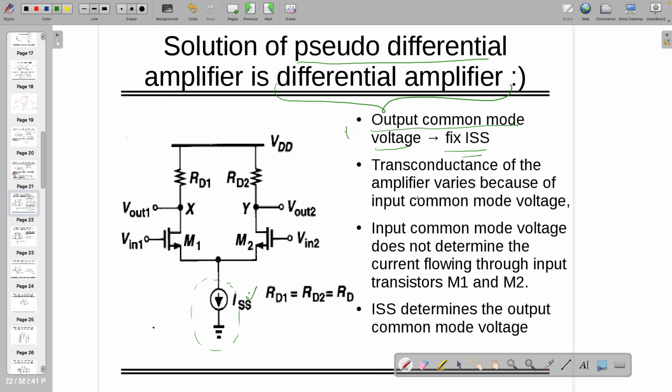Transconductance of the amplifier, means GM of this circuit, varies because of the input common mode voltage. So here GMs are driven by input. Still, it is driven by that, right? Because GM is also proportional to voltage, it's not only current. Input common mode voltage does not determine the current flowing through the input transistors M1 and M2. These two are determined by only and only ISS, which I fixed. And ISS determines the output common mode voltage.